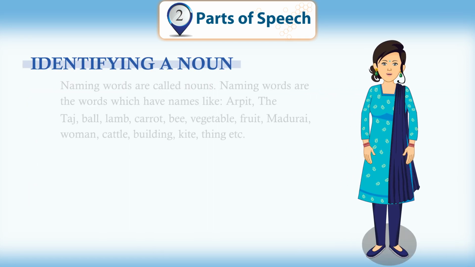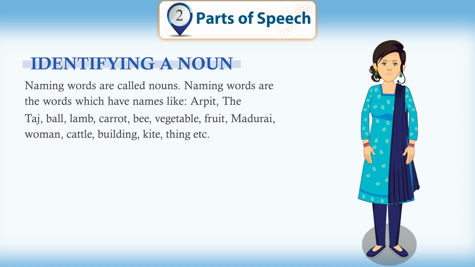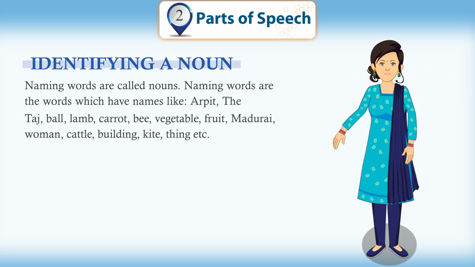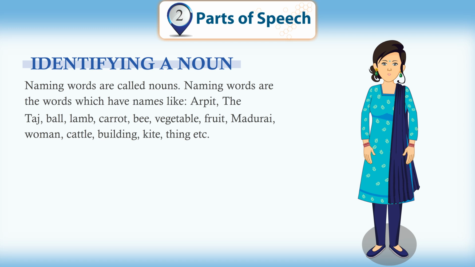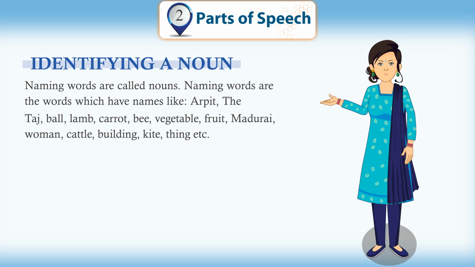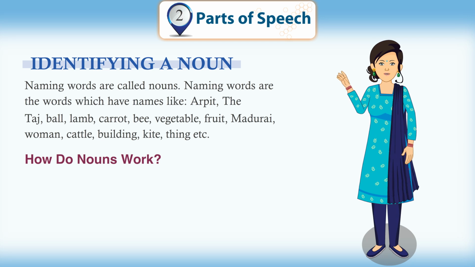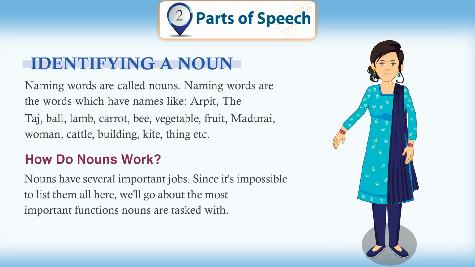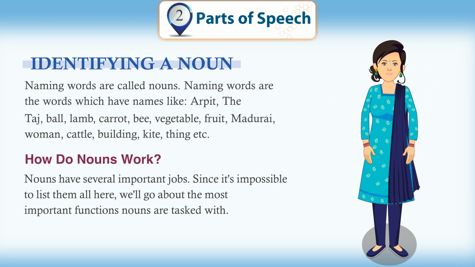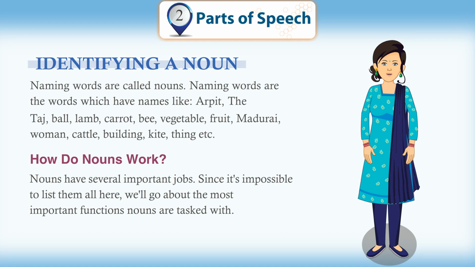Identifying a noun. Naming words are called nouns. Naming words are the words which have names like Arpit, Taj, ball, lamb, carrot, bee, vegetable, fruit, Madurai, woman, cattle, building, kite, thing, etc. How do nouns work? Nouns have several important jobs. Since it's impossible to list them all here, we will go about the most important functions nouns are tasked with.